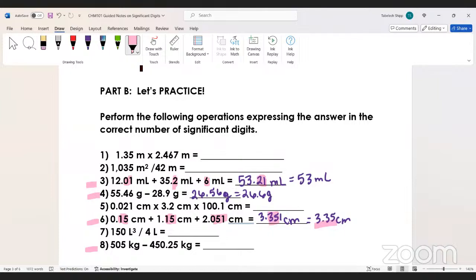Let's take a look at this last example with adding and subtracting. You've got 505 minus 450.25. Again, our calculator gives us 54.75 kilograms. Let's see if you all get this correct. Is that the correct answer? 54.75. If not, write your correct answer in the chat box.